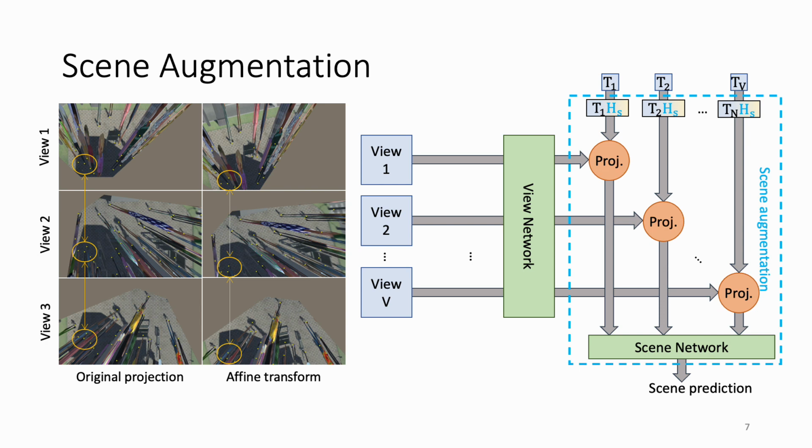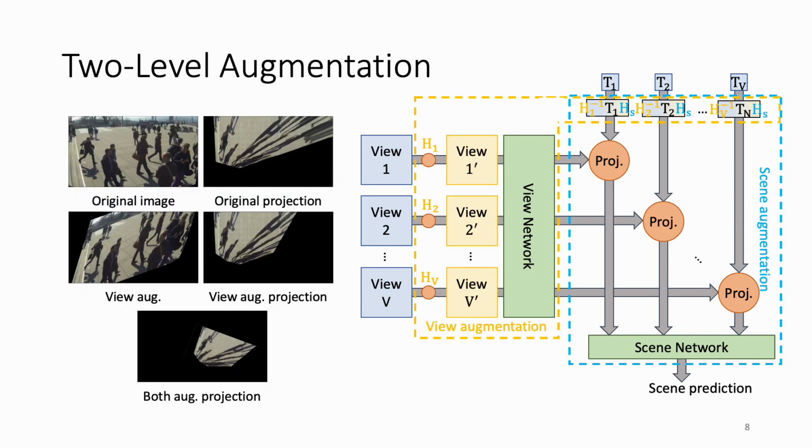Since view augmentation preserves the alignment with the original ground plane, it has minimal effect on the scene network. To also reduce overfitting in that part of the model, we propose a second level of augmentation that we call scene augmentation. This augmentation is applied after the projection onto the ground plane and is the same for all the views. As you can see in the illustration on the left, after applying an affine transform at the scene level, the original ground plane is deformed, but the alignment between views is preserved.